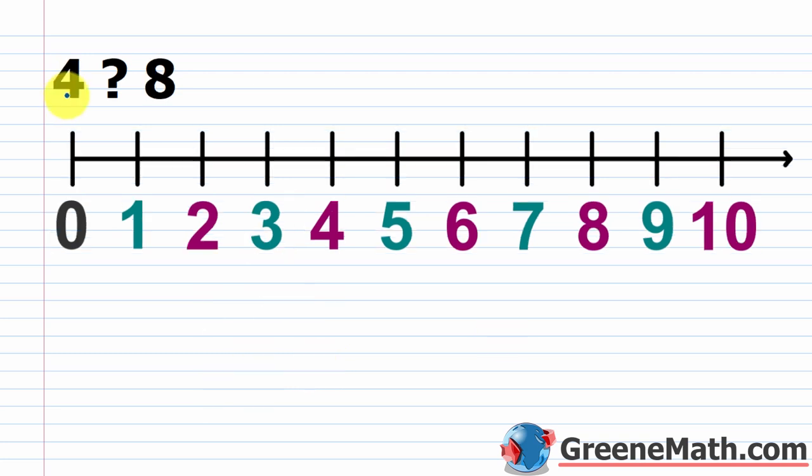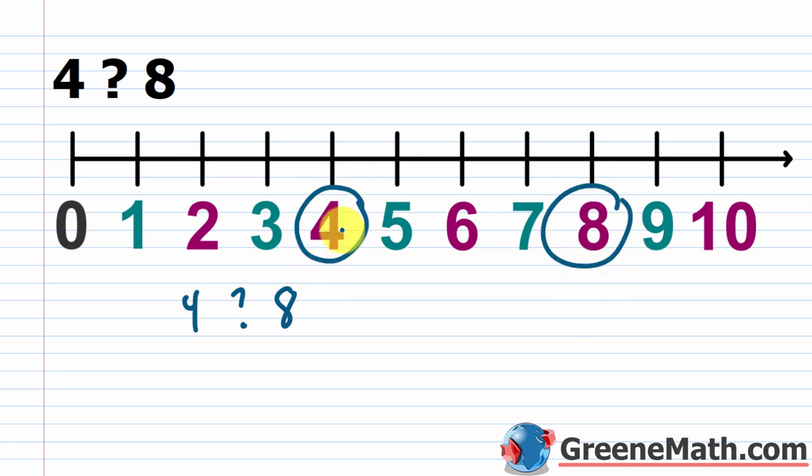What about the next one? We have 4 question mark 8. Here's 4, here's 8. So 4 lies to the left of 8 on the number line, so it's a smaller number. So here, we would want to use the less than symbol. Again, the symbol is going to point to the smaller number. If we had gotten 8 question mark 4, well, now we want to use the greater than symbol. 8's a bigger number. It lies to the right of 4 on the number line. So we would want to say 8 is greater than 4.